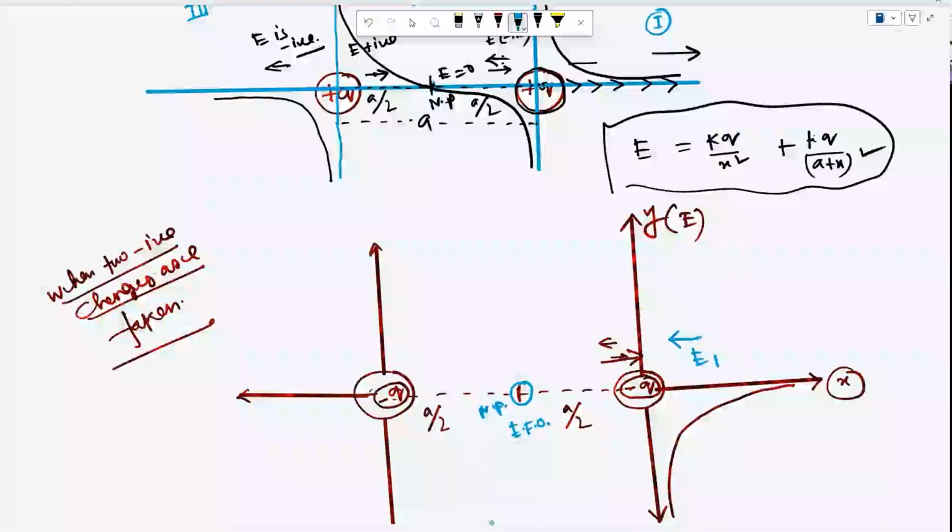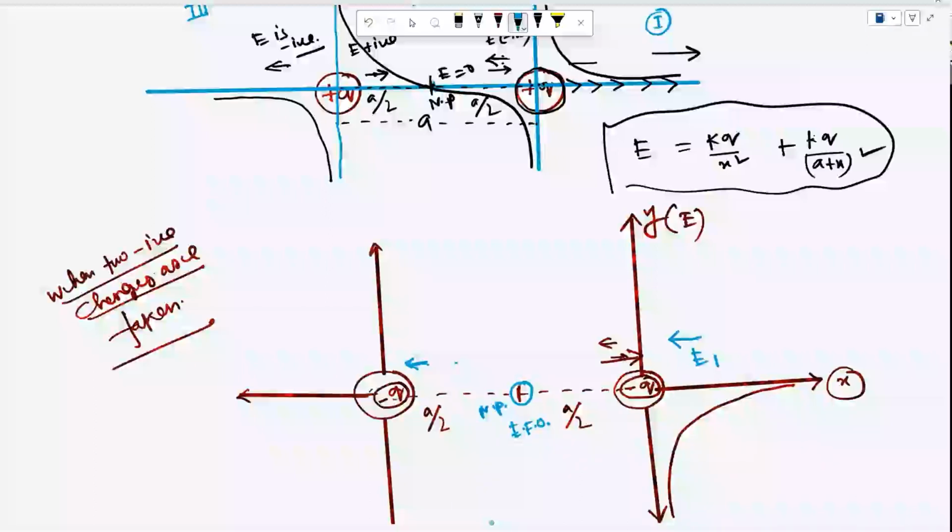But before it, after this point, what will happen? This minus q will attract plus q charge. Then again it is going to be negative. Got it? Electric field will be directed at this point. No, minus q will attract. It is directed this way. For this, it will attract, but its effect will be more. Charge at this point will have more effect. So electric field will be directed this way.